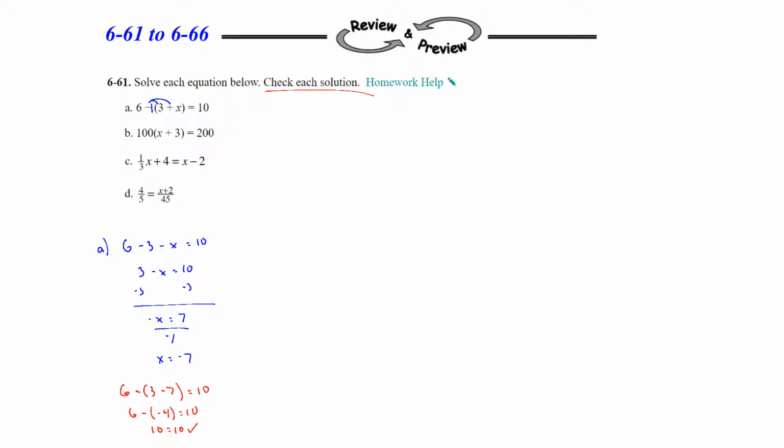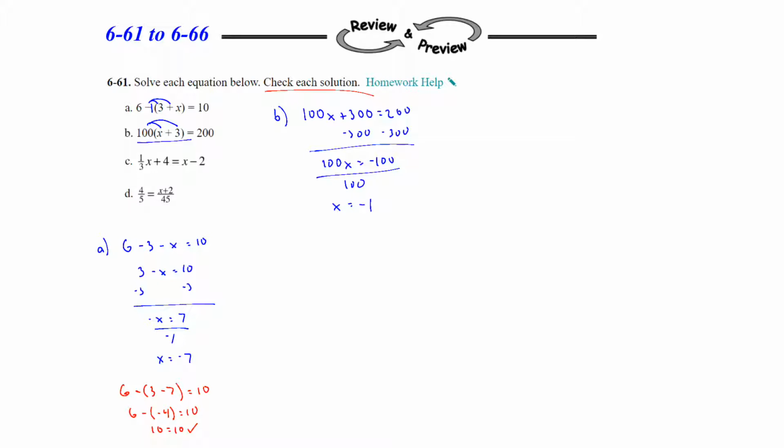All right, question B. We will distribute the 100. So that's 100x plus 300 is equal to 200. I can subtract the 300 from both sides. That leaves 100x is equal to negative 100. Divide by 100. X is equal to negative 1.